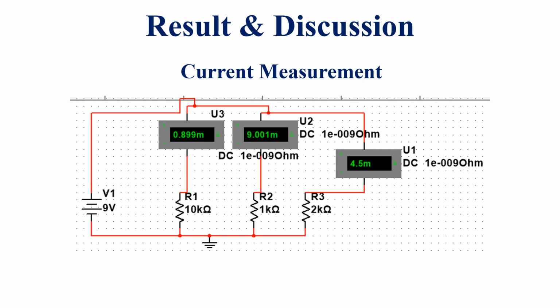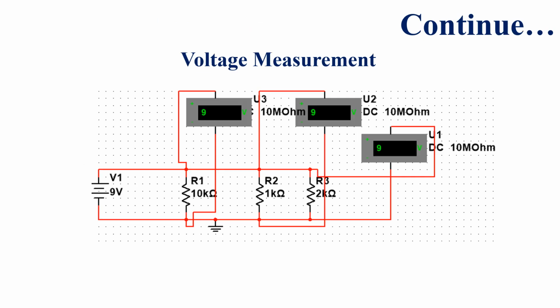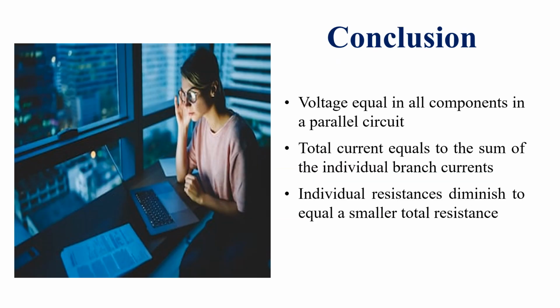The current coming from the battery of 9 volt is basically divided into 3 parts: 0.89 milliampere, 9.1 milliampere and 4.5 milliampere. In this slide we have the voltage measurement of the parallel circuit. As we can see, we have the supply of 9 volt and at each terminal we will get 9 volt. So this is the basic operation of the parallel circuit. We will achieve 9 volt on each node of the circuit.